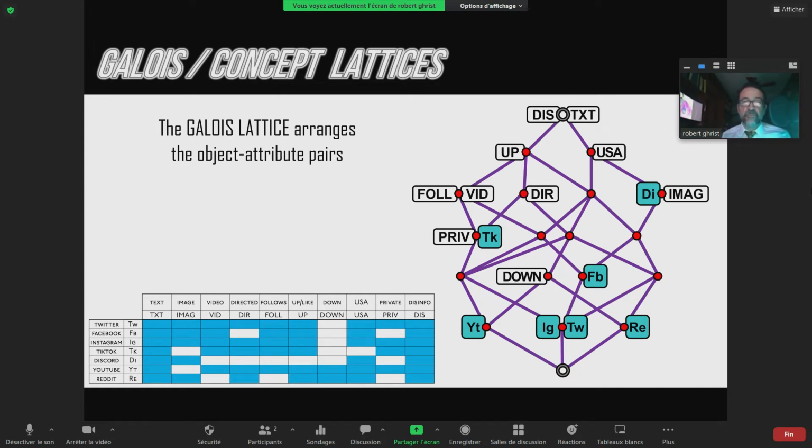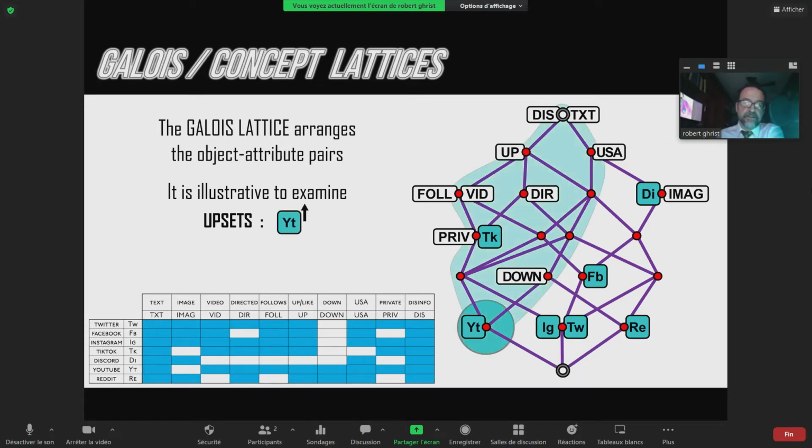I've labeled the concepts with where the first entry shows up. This is a good way to interrogate the data structure. It's a good idea to examine upsets. That is, you pick a node and you look at everything that is above it. So for example, if I pick YouTube and take its upset in the lattice, I can look at that and see that TikTok is included in it. That means that any property that YouTube has, TikTok also has. I can see that some of those properties include it being a directed network, having a private mode, and, like everyone, the ability to spread disinformation.